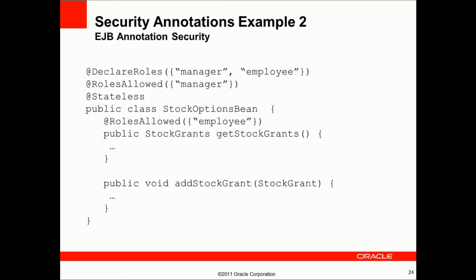Here's an example of EJB annotations where this is a stateless bean, and in this case, there are two roles that are going to be used in this EJB. The first is manager, the second employee, and the only role allowed by default across all the methods here is the manager role. But you'll see that I've also extended the get stock grants method to enable the employee role to access it. So get stock grants can be called by the employee, so they can figure out what stocks they've been granted. But adding a stock is limited to just the manager. Okay.